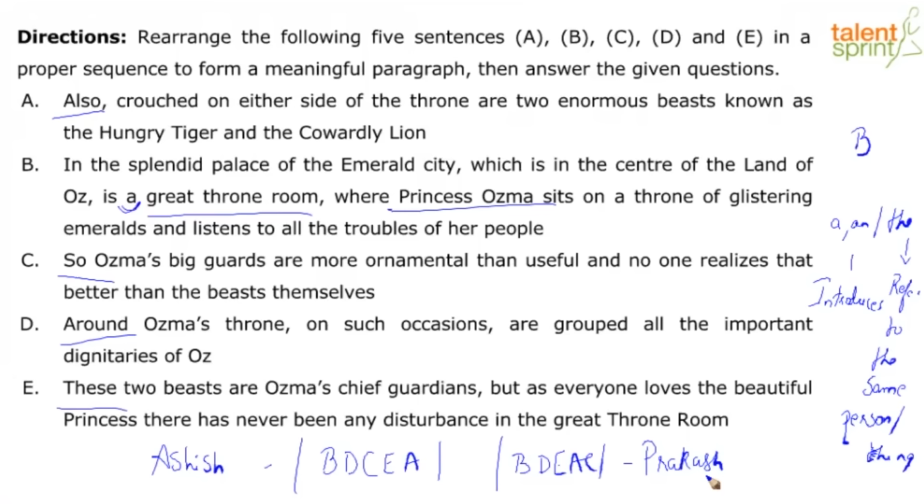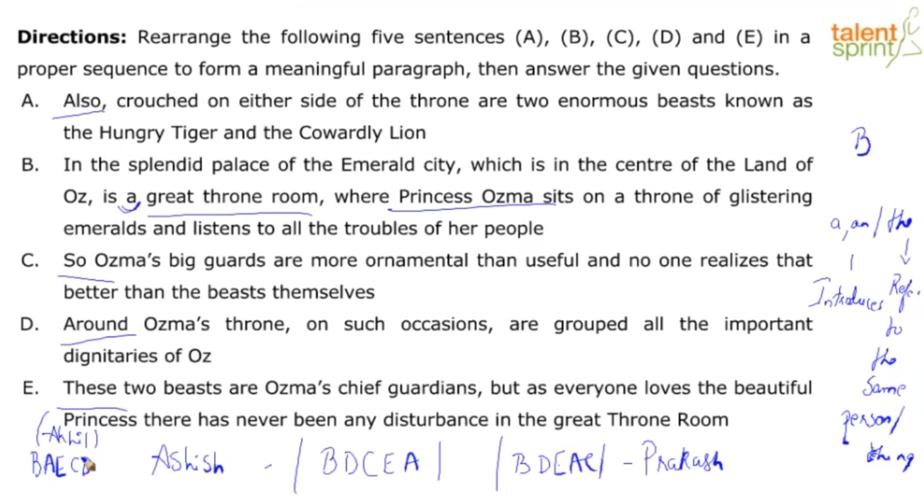Is there any other different sequence? I see another sequence. B, A, E, C, D. Akhil. Okay, let's take Akhil's also. B, A, E, C, D. So we're looking at Akhil, Ashish and Prakash. Right? We've established that B is the topic sentence. So Akhil, Ashish, Prakash, so far you're good. No problem.